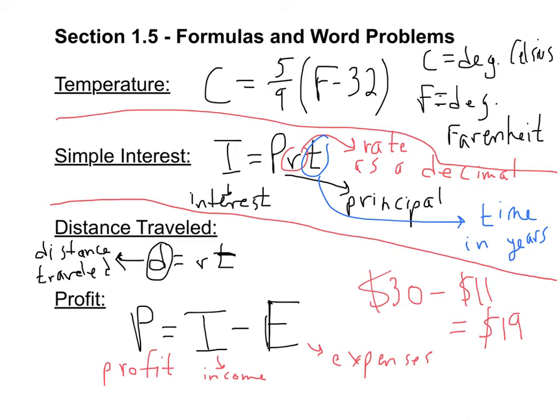And those are 4 formulas. I would like you to memorize the last 2. You should know distance equals rate times time, and you should know how to calculate profit, which is income minus expenses, or you could say what you made minus what you paid, something like that, but just have a way to calculate both of those in a given problem.